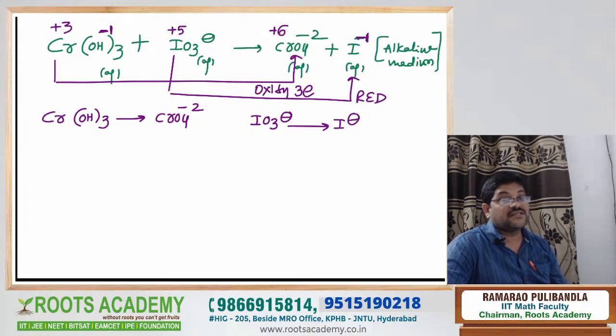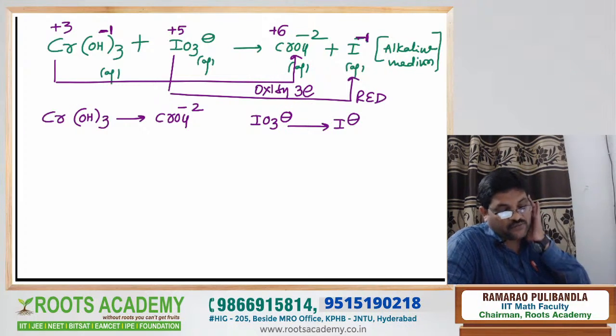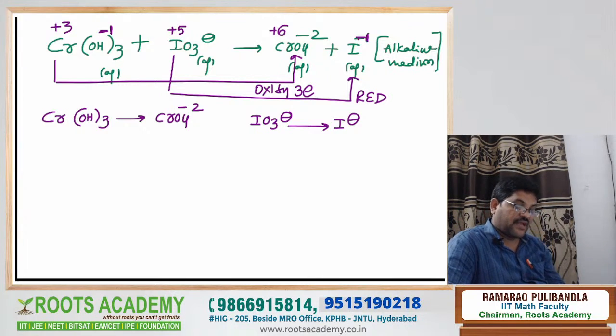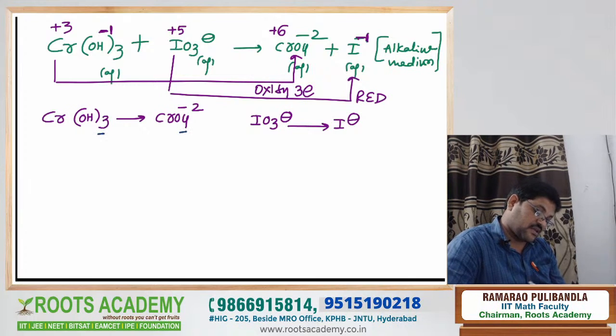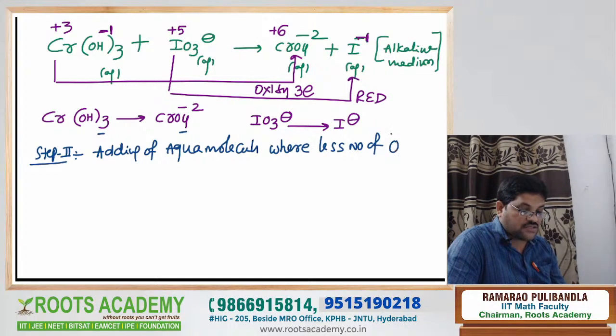Now first step, balancing of heteroatoms except oxygen and hydrogen. Below chromium 1 atom, 1 atom. Below iodine 1 atom, 1 atom. Step 1 completed, chromium balanced, iodine balanced. Now balancing of oxygen atoms. Here 3 oxygen atoms are there, here 4 oxygen atoms are there. So step 2 is adding of water molecules where less number of oxygen atoms are present.